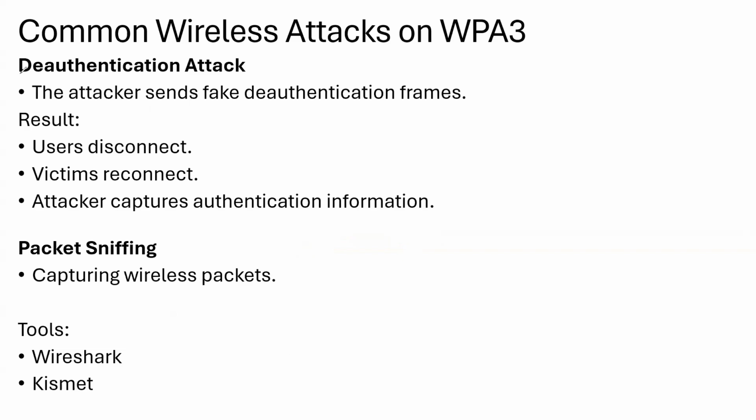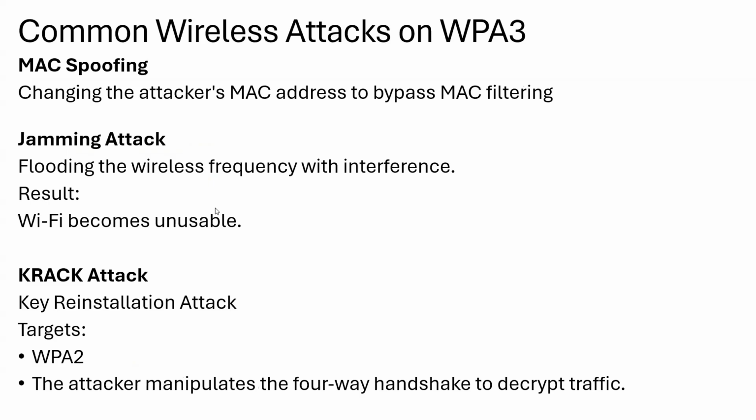Another attack is the deauthentication attack. The attacker sends a fake deauthentication frame, then the user is disconnected, the victim can be reconnected to the attacker's network instead, and the attacker captures the authentication information. Next, packet sniffing, capturing wireless packets. Tools used can be Wireshark as well as Kismet. These are sniffing tools. They are available by default in Kali Linux, and you can also install them on Windows. In Linux, it is already available.